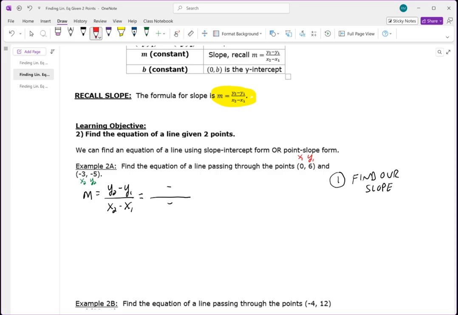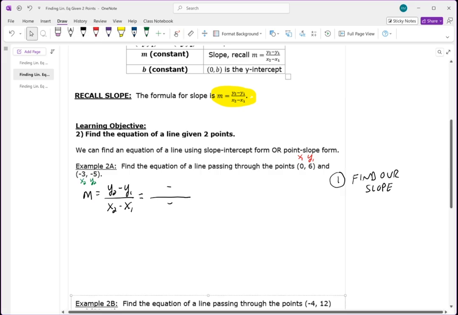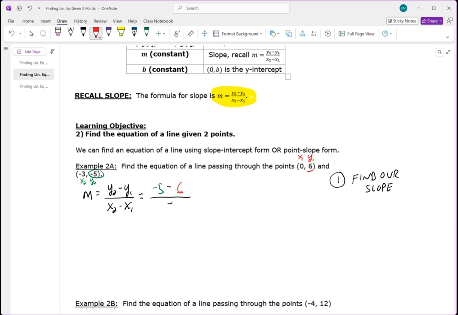And what I mean by that is, if I'm going to make this my y2, -5 is going to go first, and then my y1, or 6, is going to go second. I need to make sure that my corresponding x value corresponds with that -5 that's right above it. So my -3 has to go down here. And then my 0 would go down after that because that's the corresponding y value. So if we do this, we're going to get a -11 over -3, which is just positive 11 over 3.